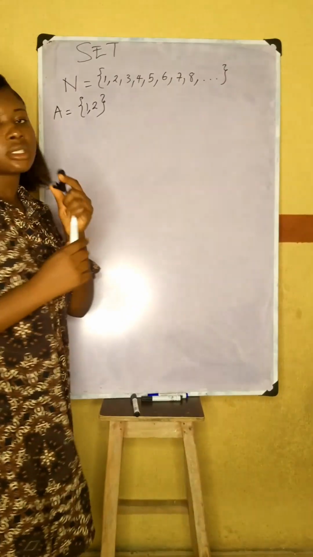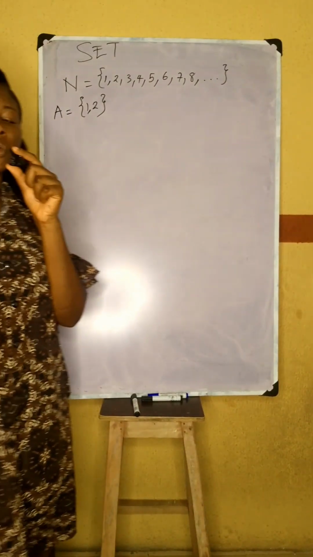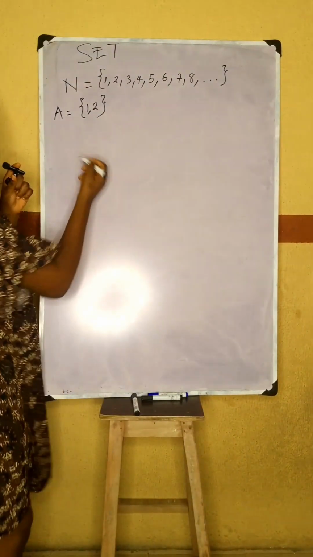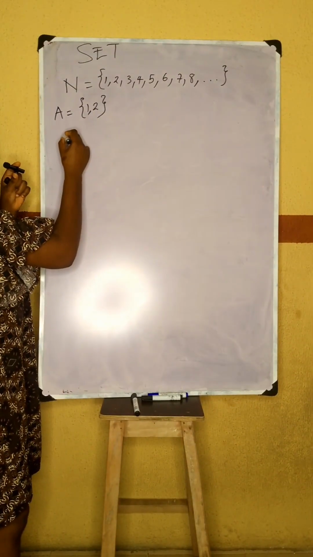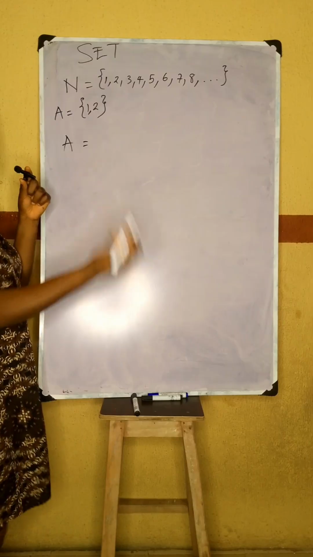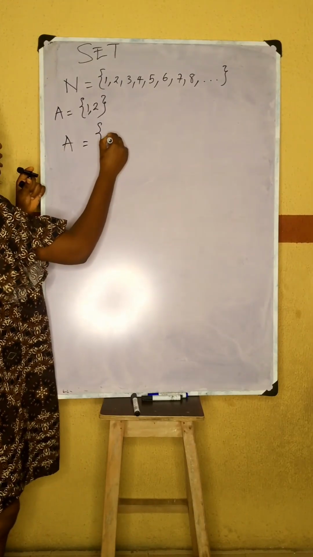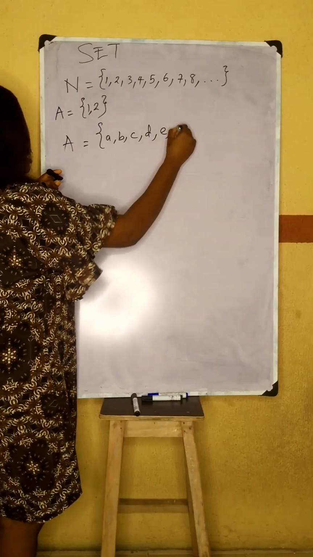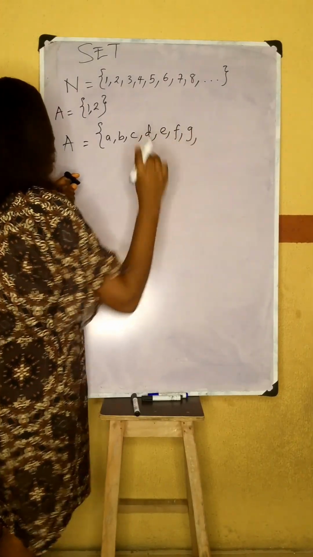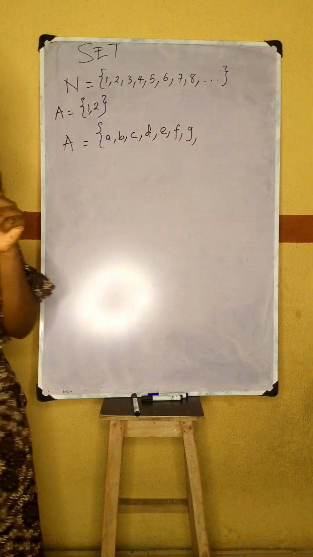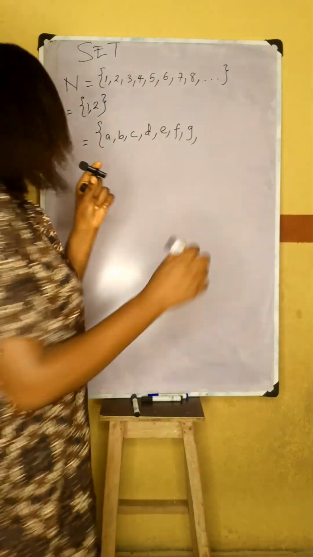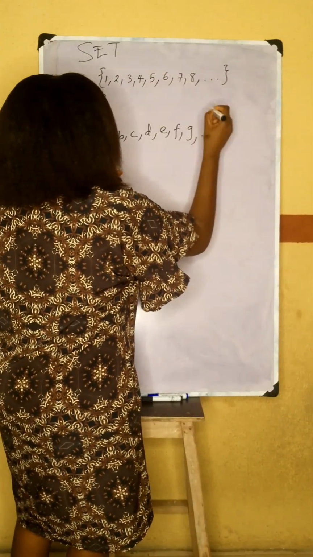Another time we use these 3 dots is, let me talk about the set of the English alphabet. We know our English alphabet. Let me say that A is a set of the English alphabet. This is something like A, B, C, D, E, F, G. I'm tired, I'm lazy. I don't want to continue. So what do I do? I use 3 dots.